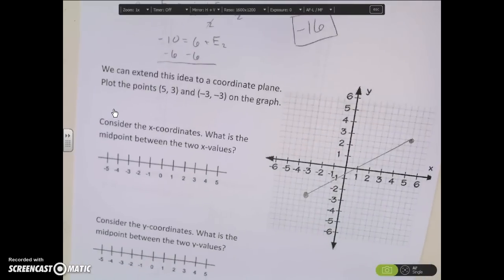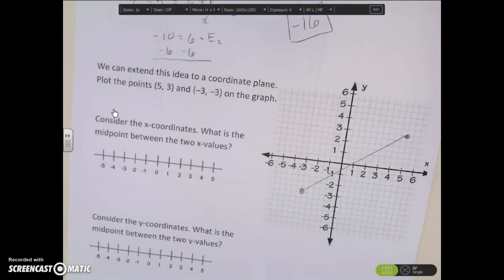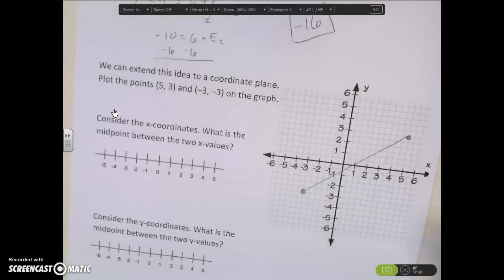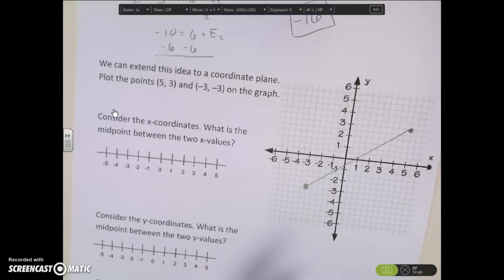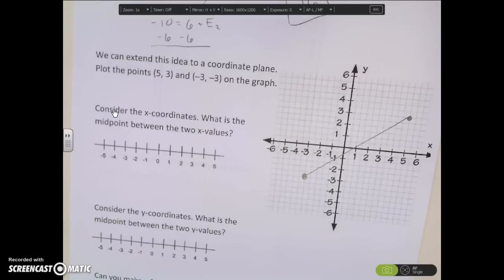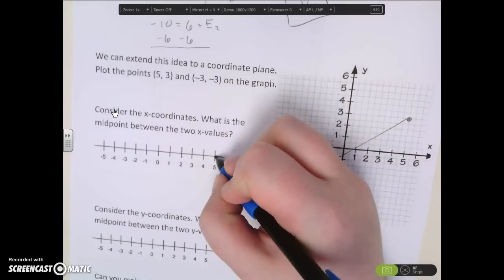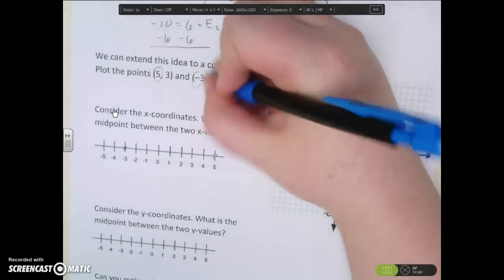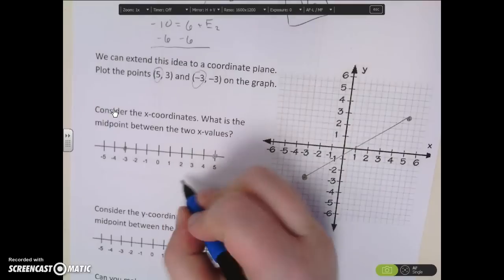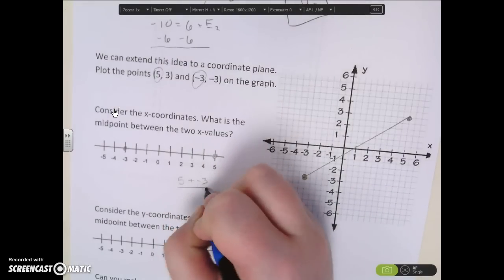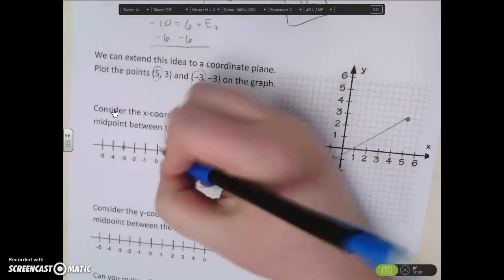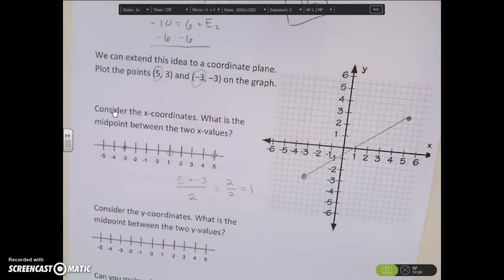We can extend this into the coordinate plane pretty easily, actually. I've already plotted the points on my graph, 5, 3, and -3, 3. And all we have to do to find the midpoint is to consider the x values and the y values independently. So my x values are 5 and -3. The midpoint between them, 5 plus -3 over 2, 2 over 2 is 1. If I look, it's exactly halfway between them, so that works for me.